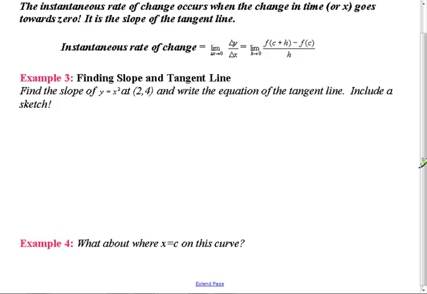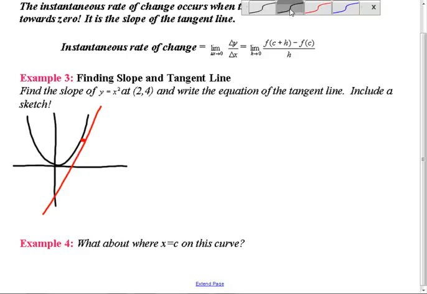So all I want is the slope of the tangent line. Let me do a quick sketch. I could bring up my calculator if you wanted me to. So here's y equals x squared, and at 2, 4, so right there. And then I want the equation of the tangent line. Let me first do the equation of the tangent line, because that's what I like to do first, because that's easy. If I don't know what to do, I'm going to start with what I do know how to do. What's the equation of a line?